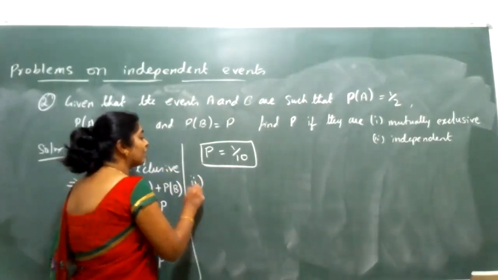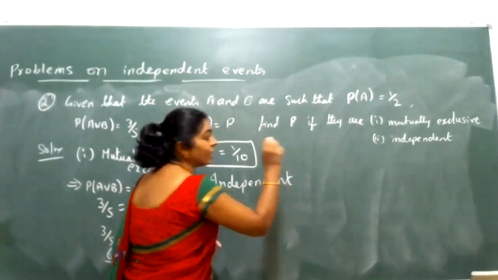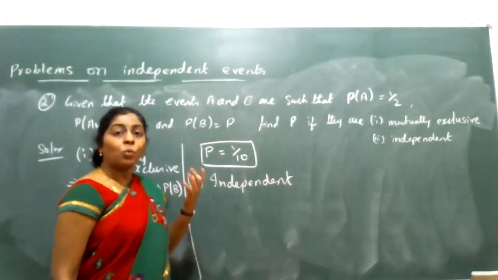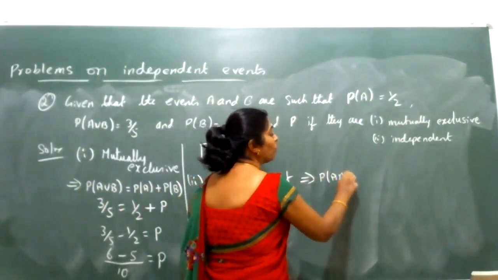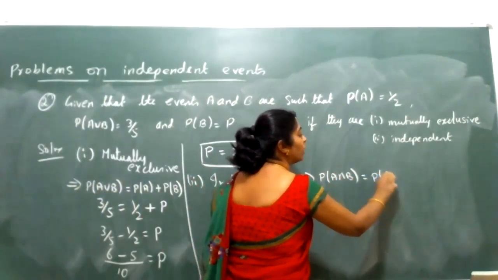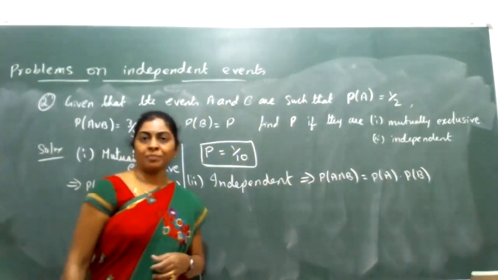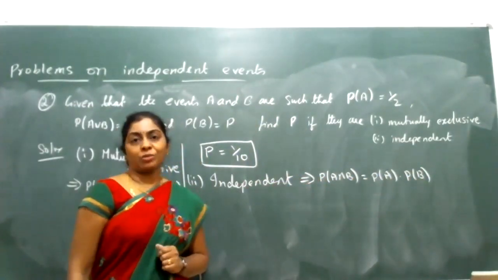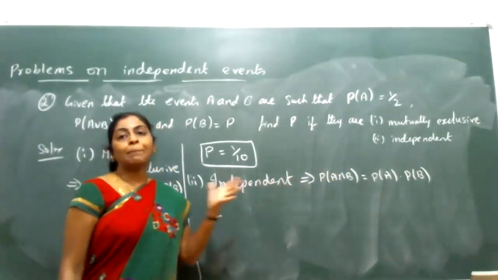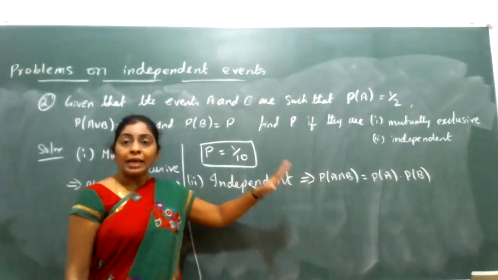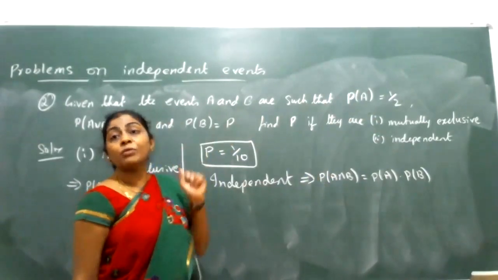Now, the second condition I use is independent. When they are independent events A and B, let us see what happens. What is the condition for independent events? Independent events implies probability of A intersection B is equal to probability of A into probability of B. Probability of A intersection B is equal to probability of A into probability of B when they are independent events. That is the definition I have. In this, I know probability of A is given as half. Probability of B is unknown. That is what we are trying to find.